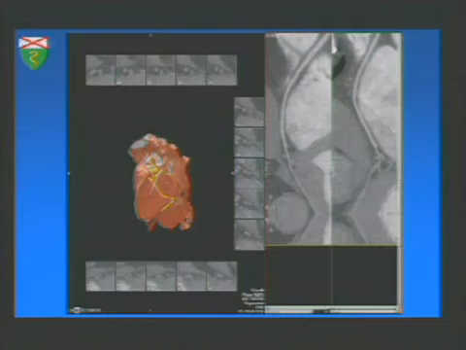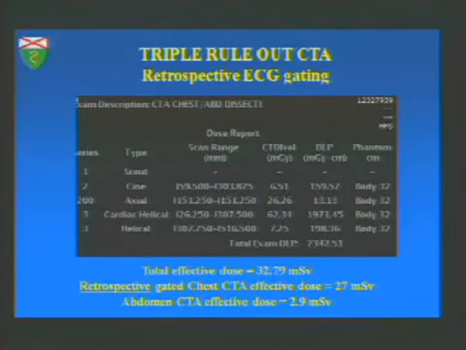The problem of that is, in this case, we did a retrospective gated, and we also did a non-contrast CT first, and we went all the way through the abdomen. So the total effective dose was almost 33 millisievert. The chest CTA itself contributes most of it, it's 27 millisievert, because it was done retrospective.